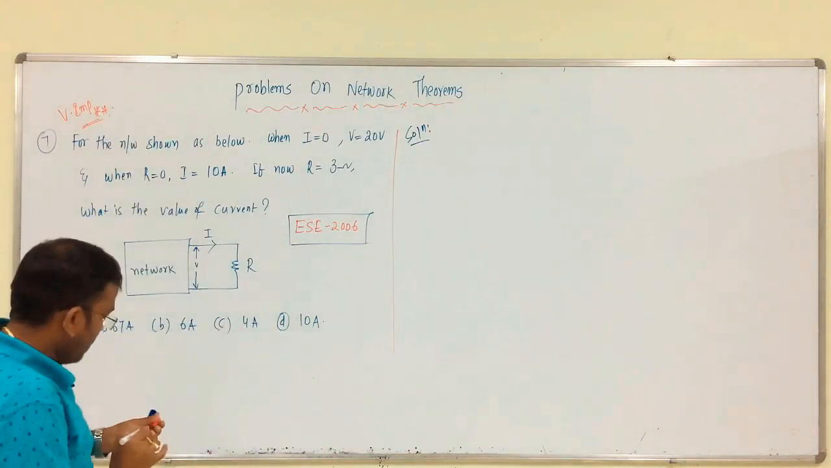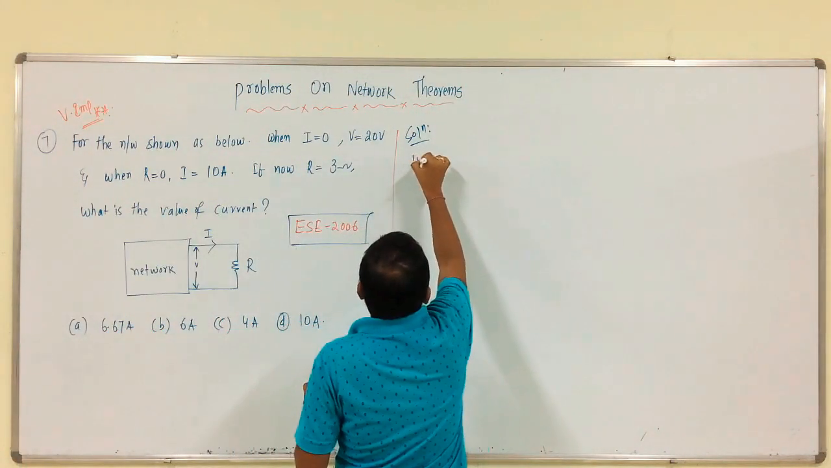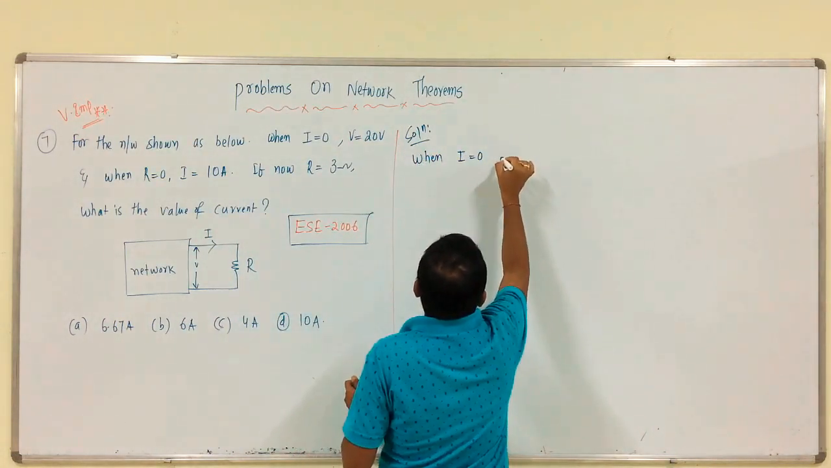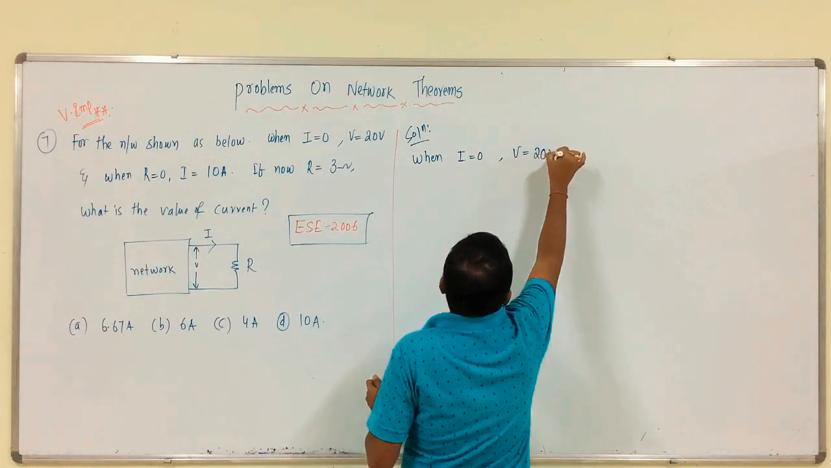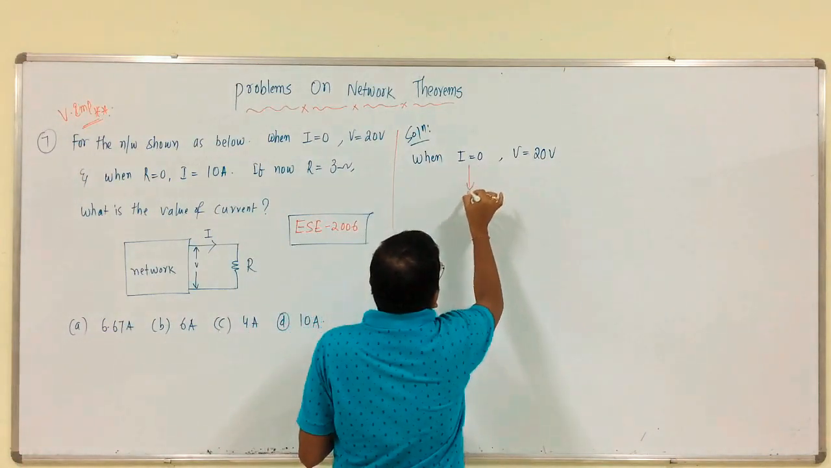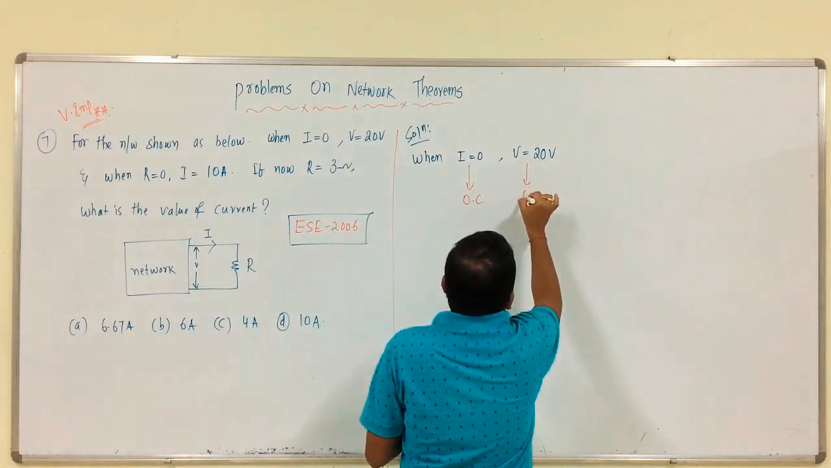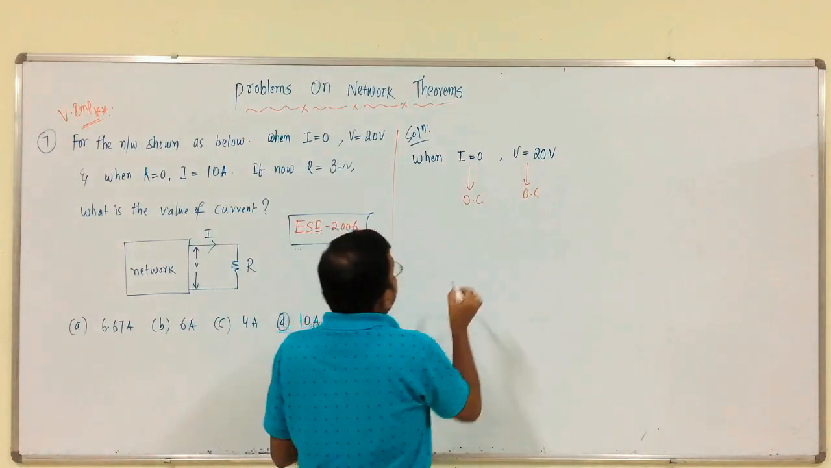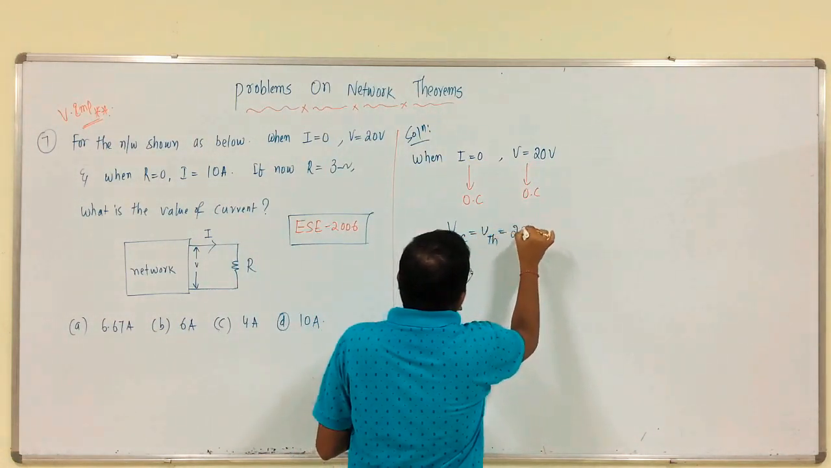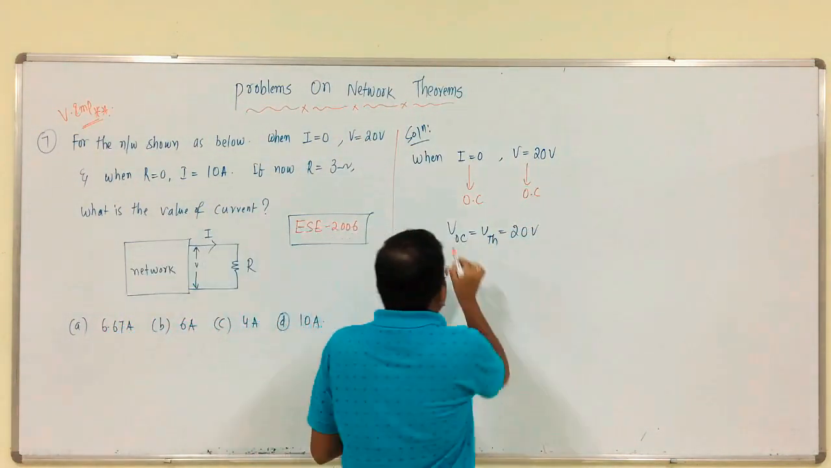See, when I is equal to 0, what is the value of voltage? V is equal to 20 volts, right? I is equal to 0 means what? Open circuited, therefore this is the open circuit voltage. That is nothing but VOC, which is equal to VTH. The 20 given is nothing but the open circuit voltage.